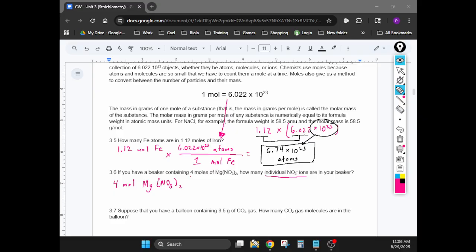So the first thing that you want to do is turn this from moles into molecules. Okay, so we're going to take this and set up a conversion factor. We want to get rid of moles of magnesium nitrate, so we're going to put that on the bottom. And first we want to turn it into just molecules. So we want to turn moles into individual molecules of Mg(NO3)2.